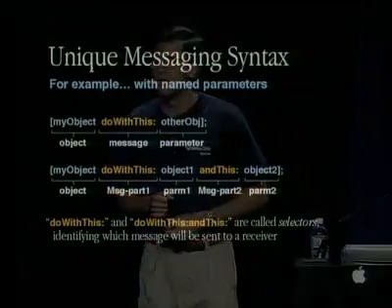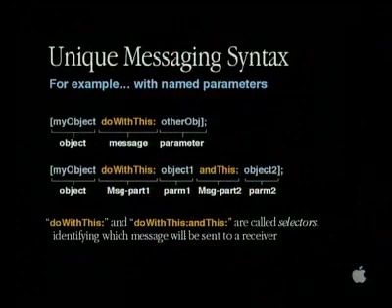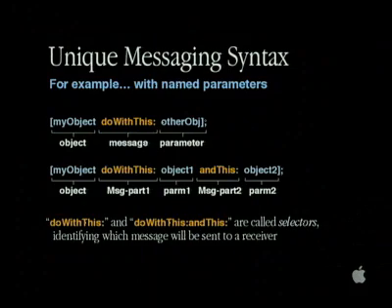Here's a couple more examples with parameters. In the first case, we're passing one parameter, otherObj, to the doWithThis: message. Note that messages that include parameters end with colons. So the complete message is doWithThis:, it takes one parameter, otherObj, and the message is being sent to my object.